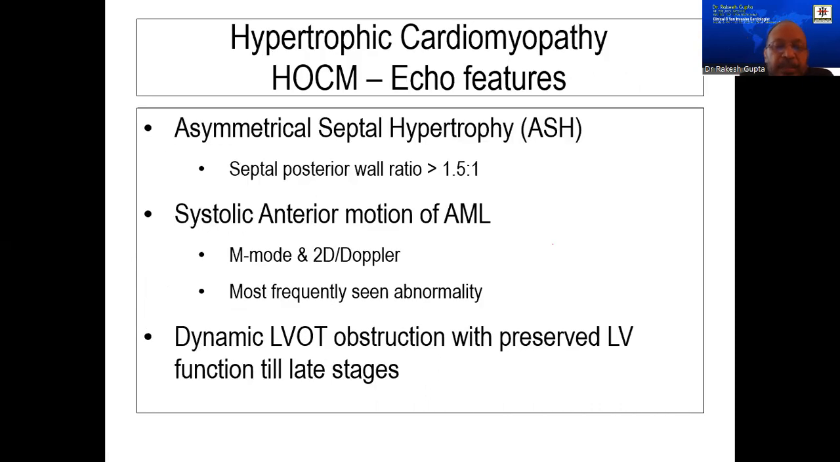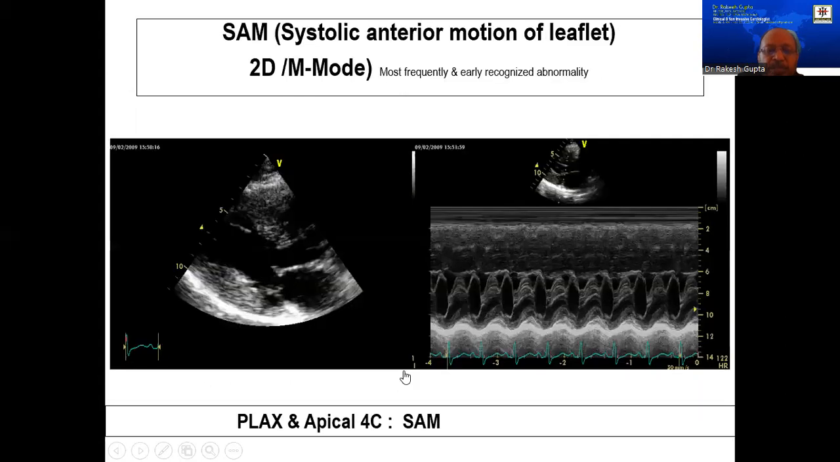Now comes the most important part, hypertrophic obstructive cardiomyopathy. What we have is asymmetrical septal hypertrophy, with a septal to posterior wall ratio of more than 1.5 to 1. There is systolic anterior motion of the anterior mitral leaflet, which should be seen by M mode and two-dimensional Doppler. And then there is dynamic LV obstruction with preserved LV systolic function until the last stages. So we have ASH, we have SAM, and dynamic LVOT obstruction. Let's see one by one what these are.